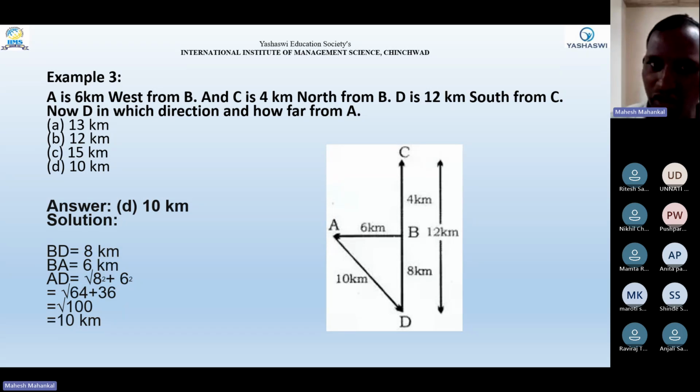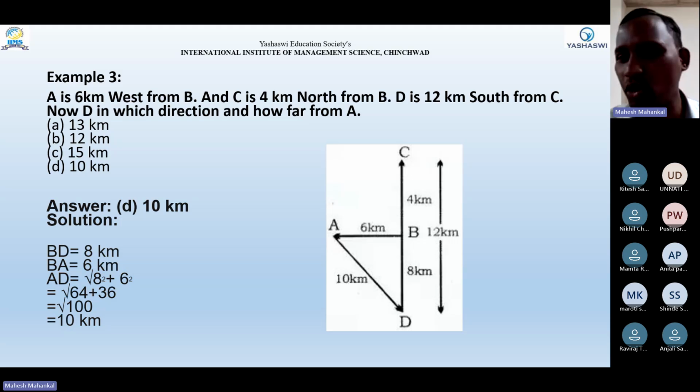C is north from B. In the north direction from B is C. Okay. D is 12 kilometers south from C. Means D is south of C. From the point of C, you have to think from that point of view. Again, it is 12 kilometers. Means from B it is 4 kilometers and from B to C 8 kilometers. Total 12 kilometers. Then what direction is A and D, and how much distance from A to D?